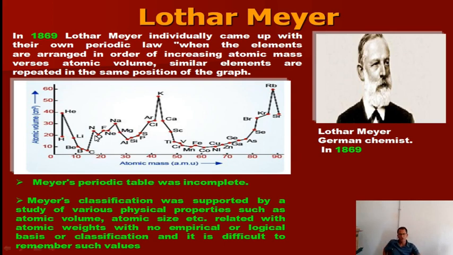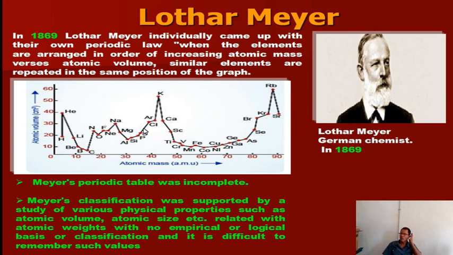Just you see the tip of the graph, suppose here sodium, potassium, rubidium, these are called alkali metals. These are the metals having similar properties that are occupying the tip of the graph. Similarly, just below you see fluorine, chlorine, bromine, at the base of the graph. So when he plotted the graph of atomic volume versus atomic mass, the similar elements occupy the same place of the graph. That's why he found that elements with similar properties can be grouped together.